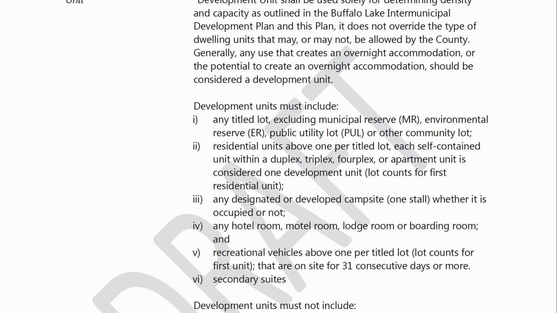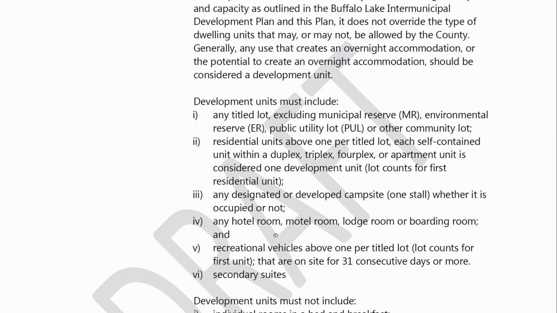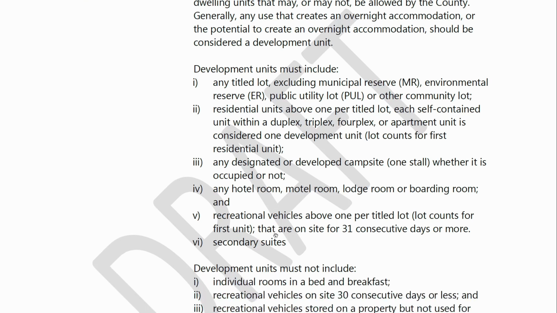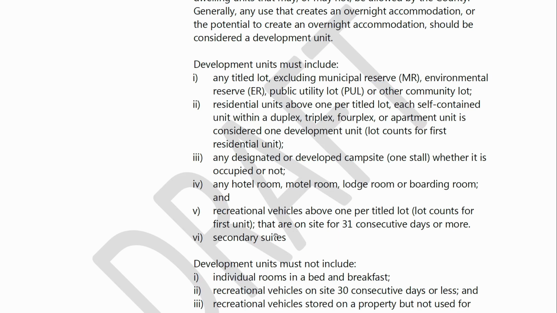There's a bit of overlap in some of the terms and definitions that you can see on the screen. It does include any designated or developed campsites. That doesn't mean that the campsite has to be full. It has to be available for use. So if a 100-unit campsite or RV campground has been approved, that would count as 100 development units.